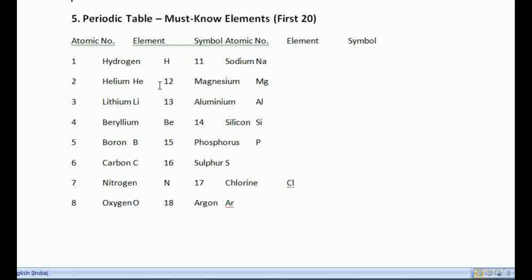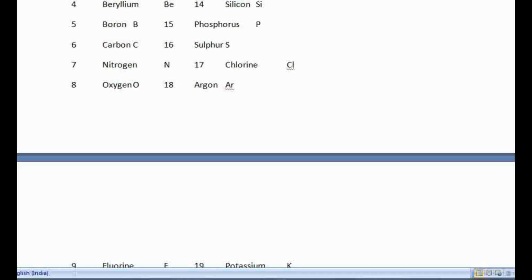So here I gave you the atomic number and element. Here also, this is atomic number, symbol. This is symbol, and also atomic number 11, element sodium, and symbol is Na. So like that, I didn't arrange them in such a manner. So please try to understand that.